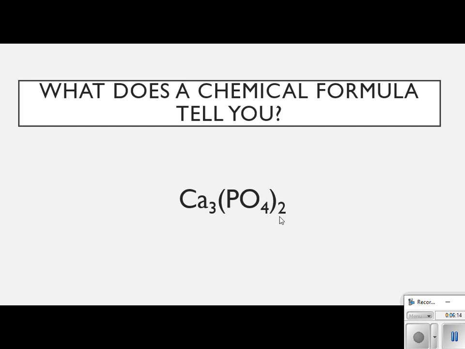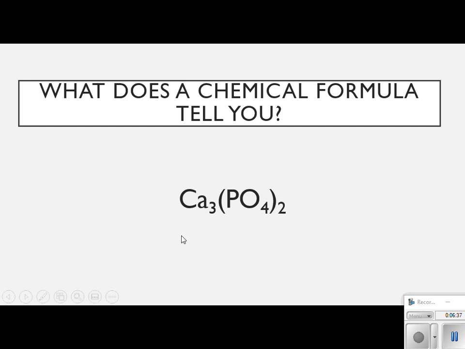So if I look at this, what is 4 times 2? 8. So I have 8 oxygens, and I have 2 phosphorus, 3 calcium. So that's telling me the amount of atoms that I have of each element.